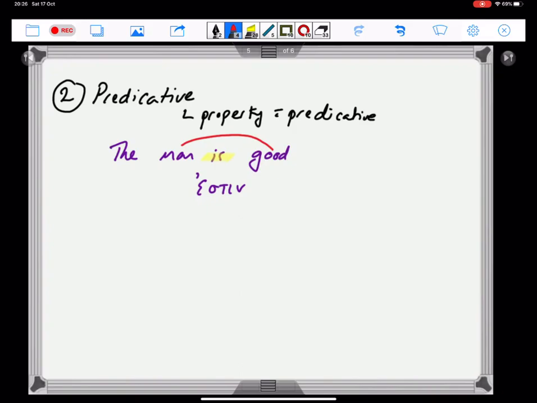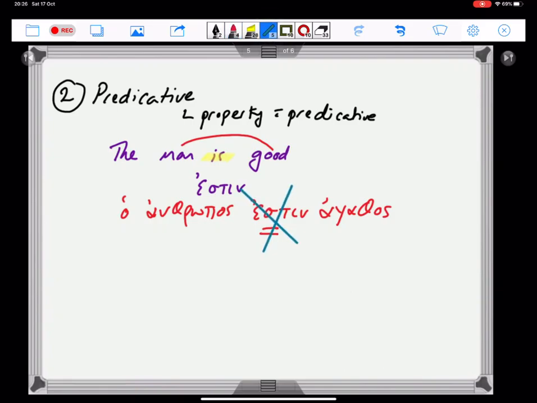You're going to get ho anthropos estin agathos. And here you can see that the verb to be is kind of functioning as an equal sign. Now, something that's very normal in Greek is actually to miss out that estin, though. So you might find it's not always there, and you're just left with ho anthropos agathos.